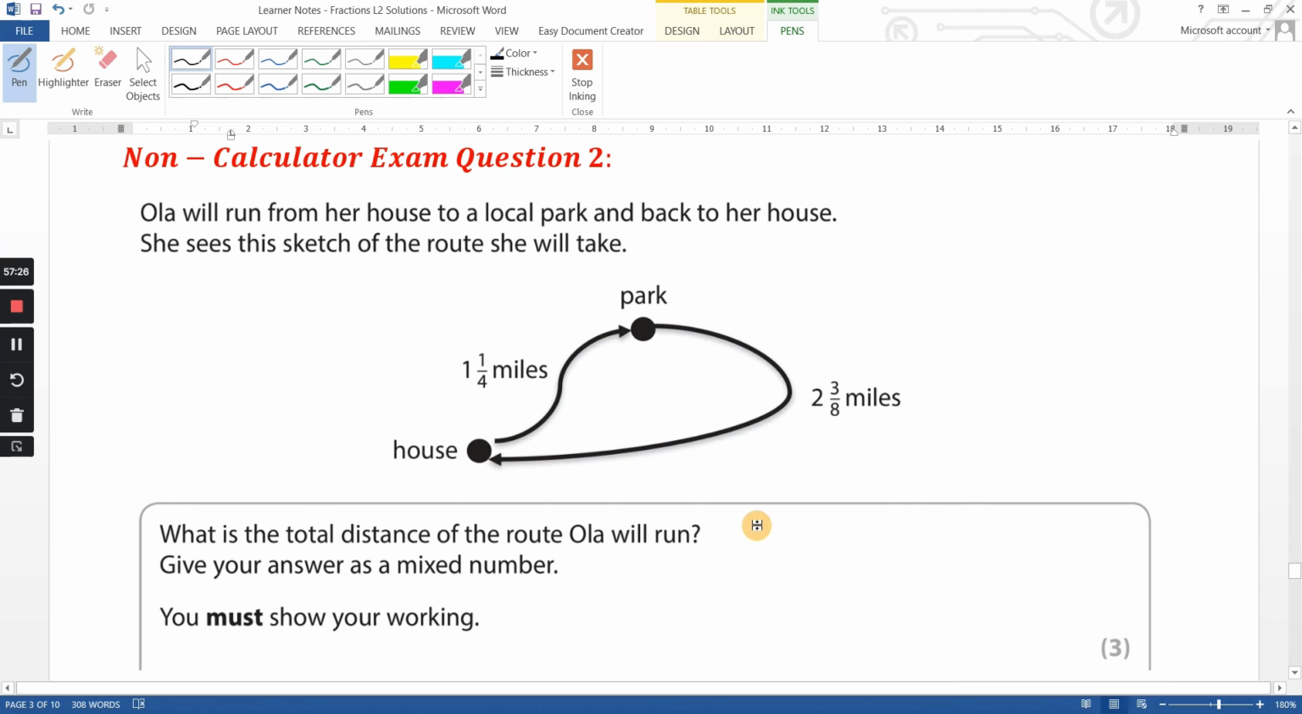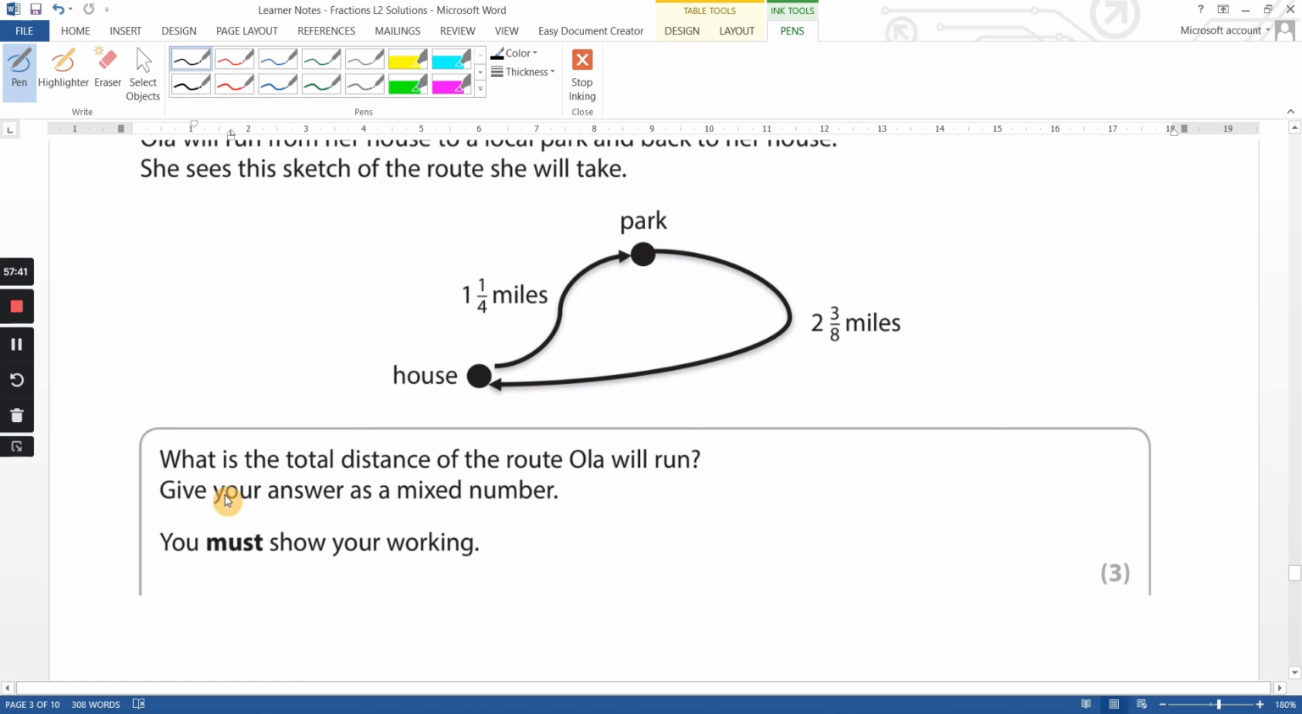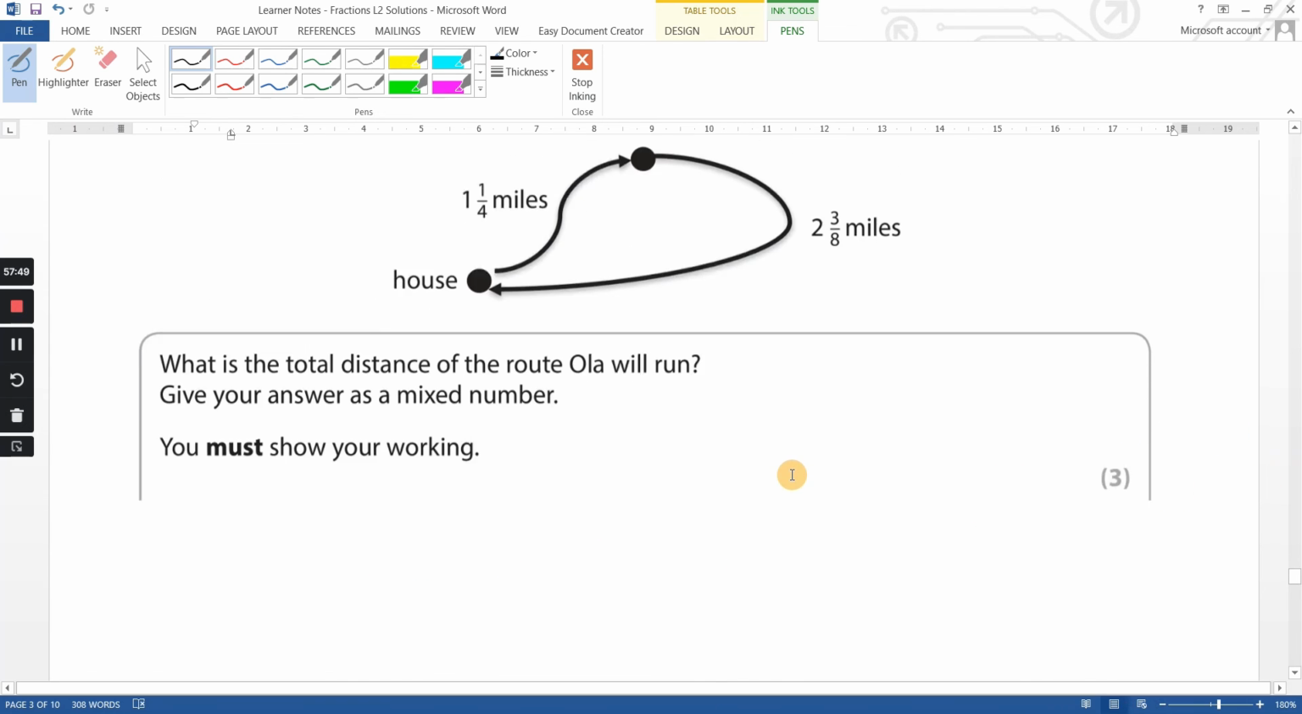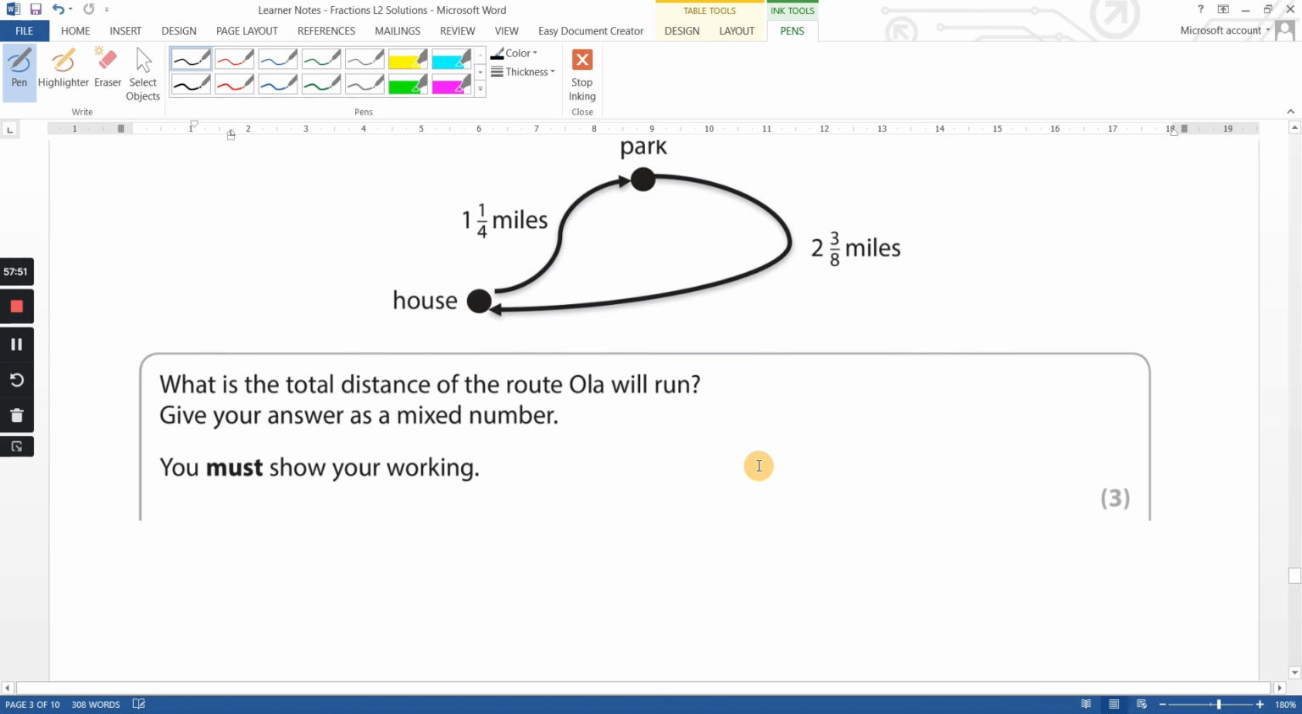A non-calculator one. Let me put my calculator away. Ola will run from her house to a local park and back to her house. She sees the sketch of the route she will take. Okay, so she's going this way. Okay. What's the total distance of the route Ola will run? Give your answer as a mixed number. You must show your working. Yeah, definitely. To get you 3 marks, you have to show how you get your answer.